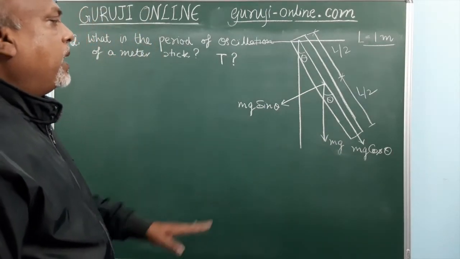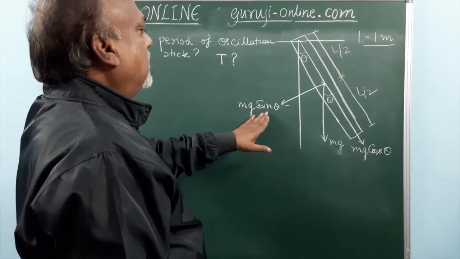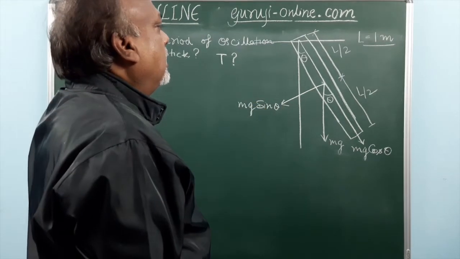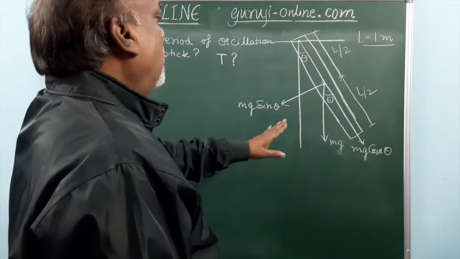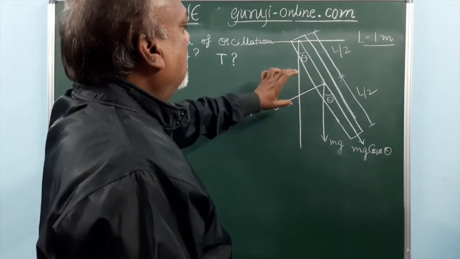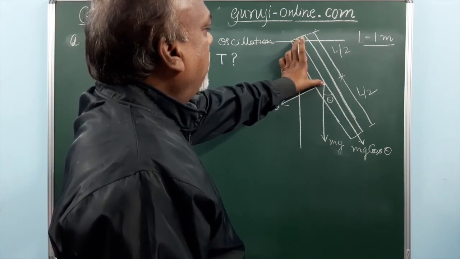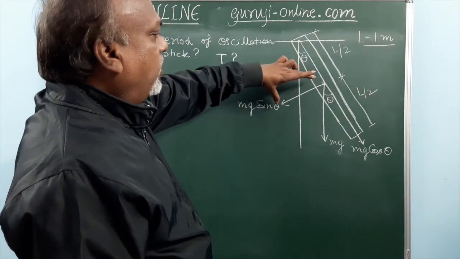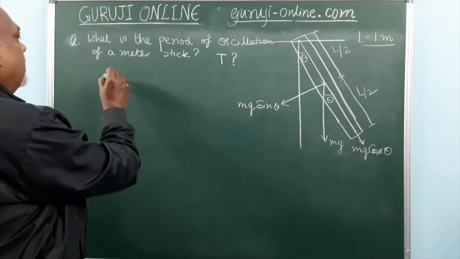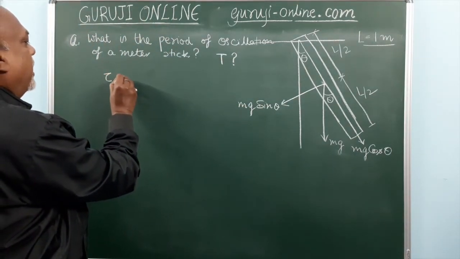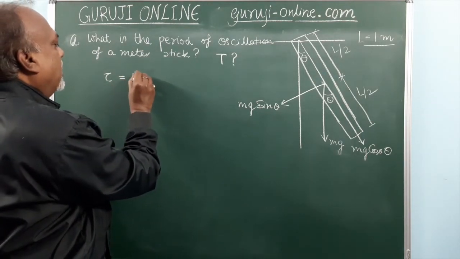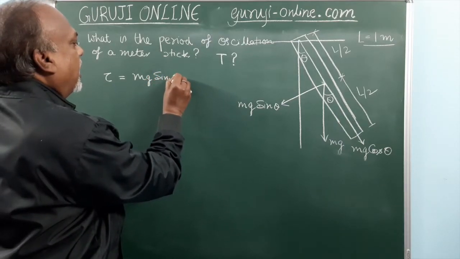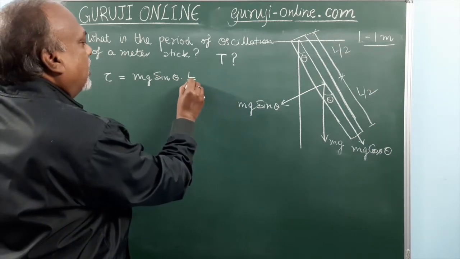So basically this force is responsible for swinging the meter stick. So it will generate a torque. This distance is L by 2, into Mg sin theta will give you the torque. That is, torque will be nothing but Mg sin theta into L by 2.